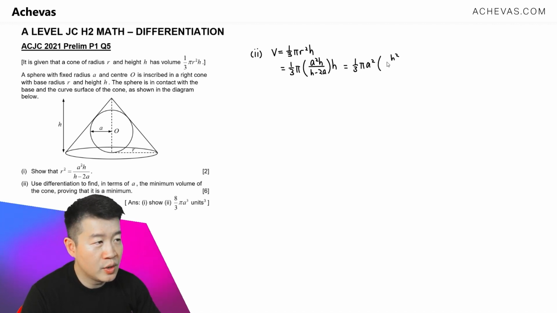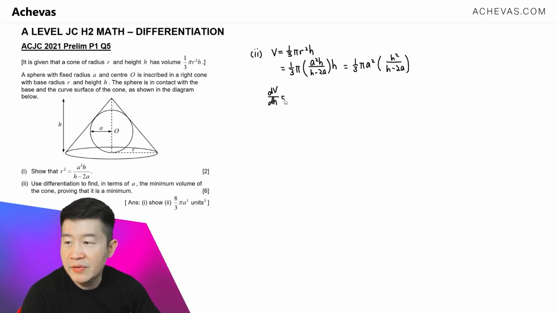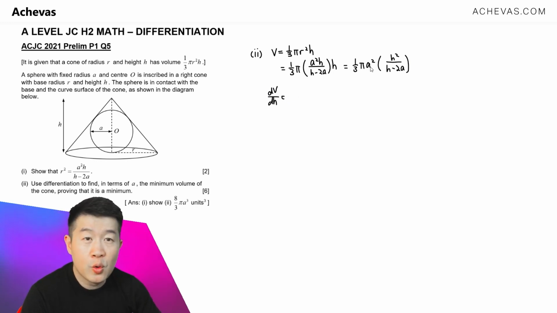It is going to be h squared in the numerator and the denominator remains the same. We have this now, and V is in terms of one single variable h. And from here, we are going to find dV/dh. For dV/dh, we're going to do a quotient rule.